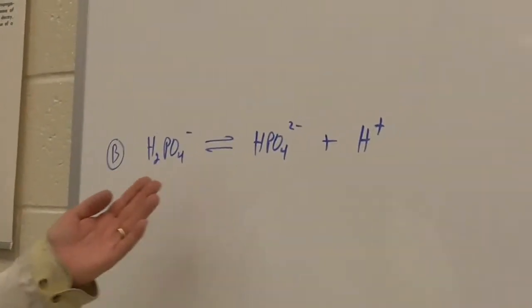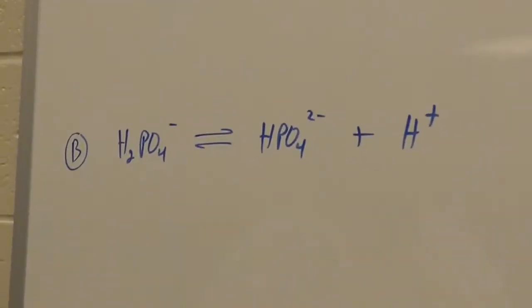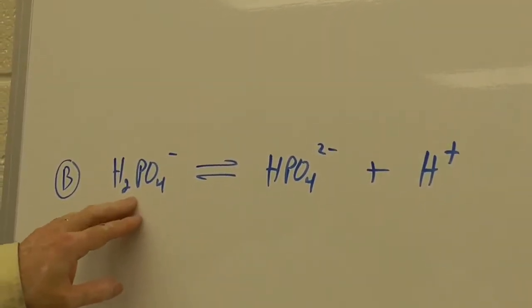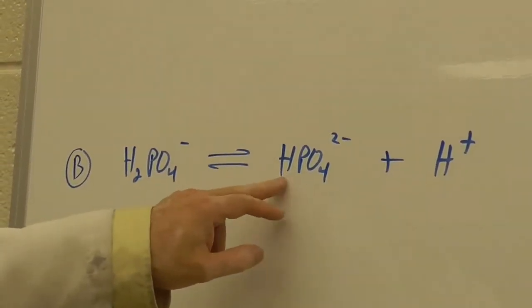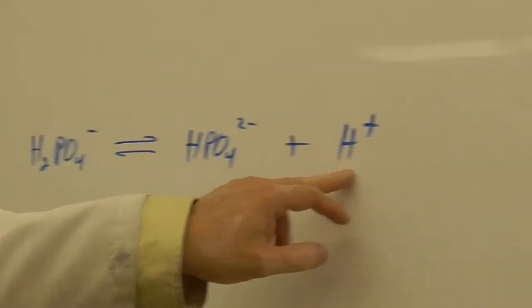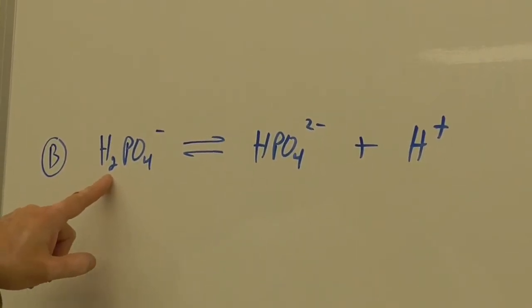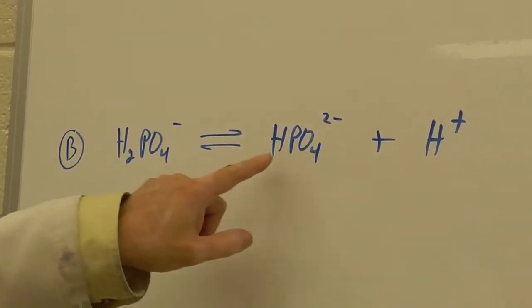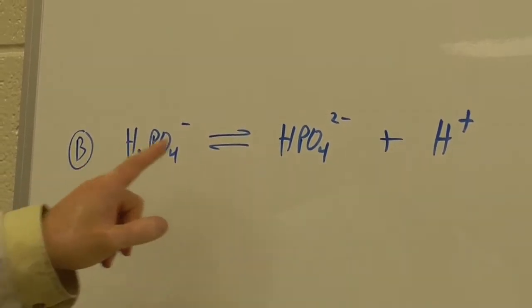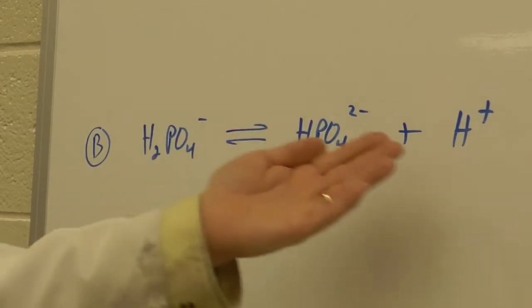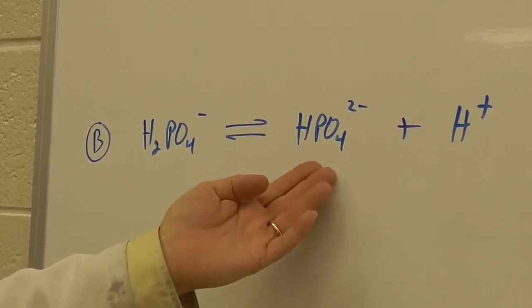Okay, let's do part B now. Part B, we have this equilibrium that we'll be looking at. H2PO4 with a -1 charge, that's dihydrogen phosphate, in equilibrium with monohydrogen phosphate and an H+. We see what's happening is one of those protons is coming off, going out into solution, leaving just 1 behind. We started with 2, we have just 1. That's a classic weak acid, acting as an acid, donating that proton to give you the conjugate weak base.